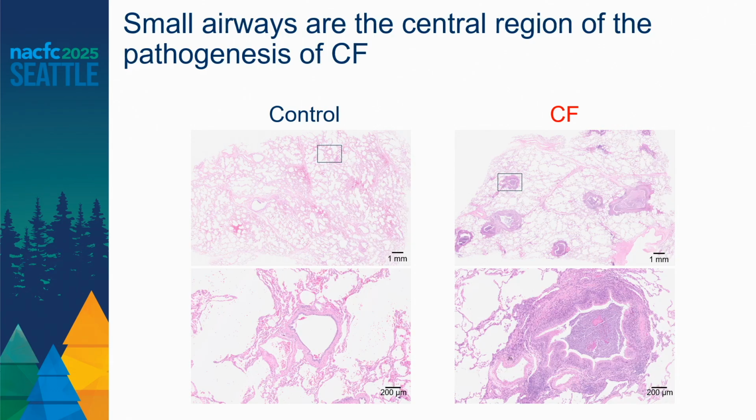And generally, human conducting airways are repeatedly divided to make large airway surface areas. Finally, more than 95% of conducting airways are covered with small airways. So the pathogenetic changes occurring in the small airway in CF should be important.